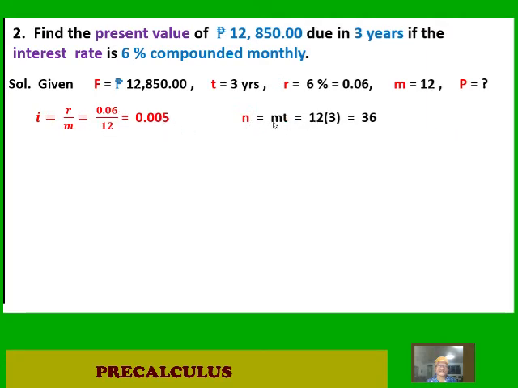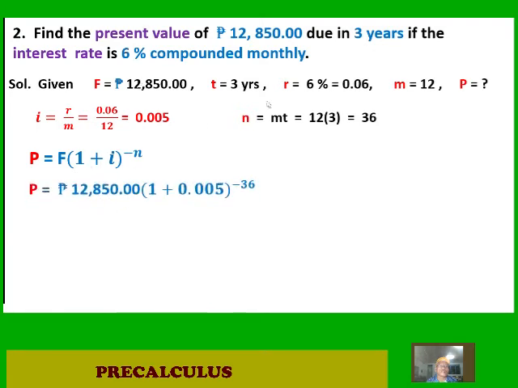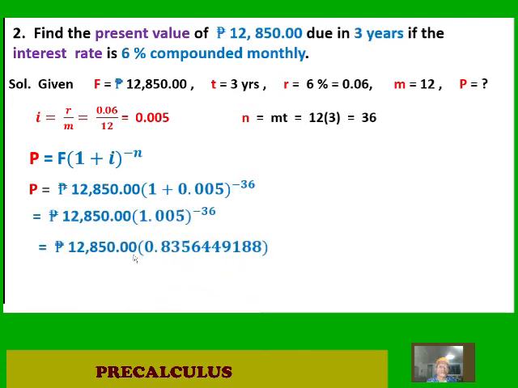N is M times T. M is 12, T is 3. 12 times 3 is 36, the number of conversion periods. So find the present value P. P is equal to F times quantity 1 plus I raised to the negative n. F is 12,850, I is 0.005, N is 36. Add this one, then raise to negative 36. Multiply this with 12,850. So the present value is 10,738.04.